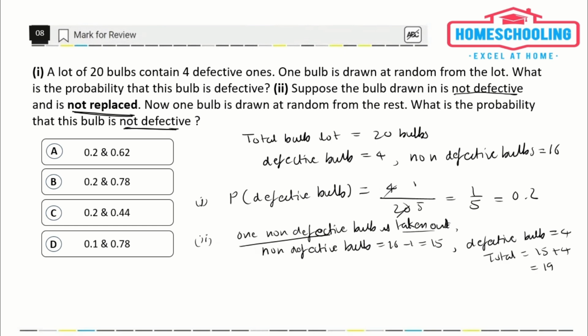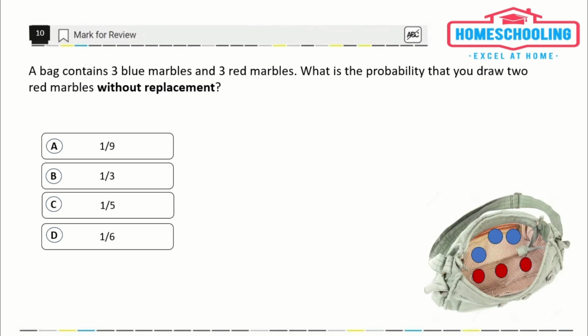So now we have to find the probability that the bulb is not defective. So the probability of a non-defective bulb is equal to the favorable outcomes, so after taking one bulb out, we are left with 16 minus 1, that is 15 non-defective bulbs, divided by the total number of bulbs left in the lot, that is 19. So 15 divided by 19 is going to be 0.789. So option B is your correct answer. Now let's move on to the next question.